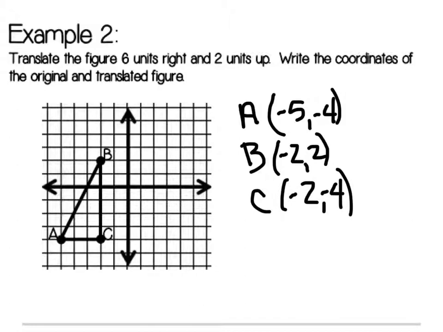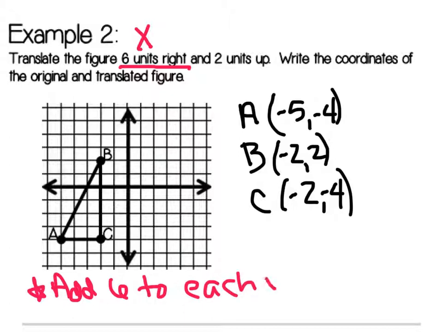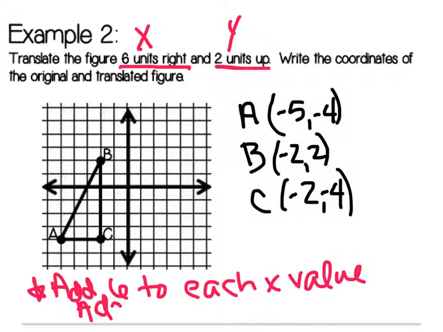Now, in our information, I want you to underline, we're moving this 6 units right. This is our x-axis. When we move right or left, those are our x values. If we're moving to the right, we're going to be adding 6 to each x value. Write that at the bottom. We're adding 6 to each x value. And then in our next part of our translation, we're moving 2 units up. Moving up or down, that's the y-axis. So if we're moving up, we're going to add 2 to each y value.